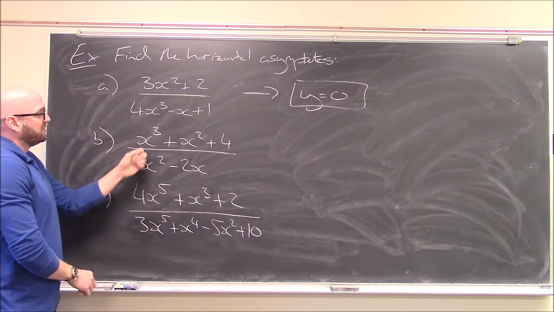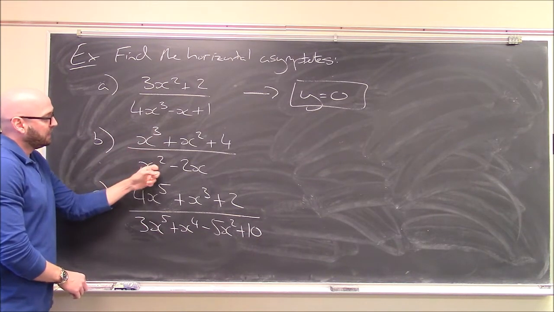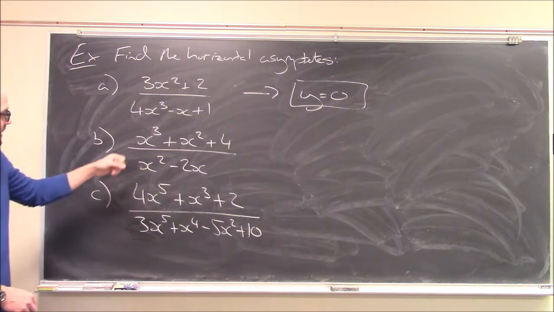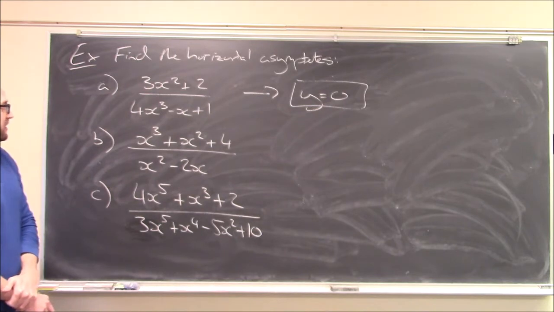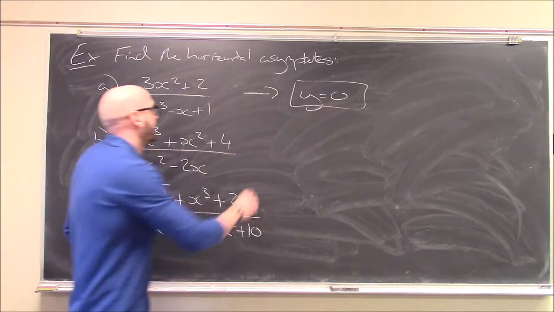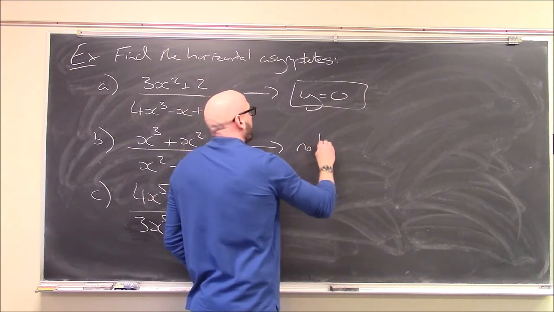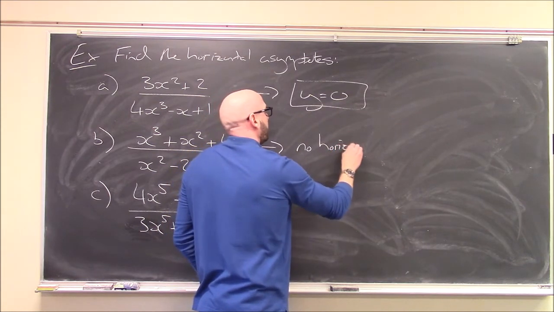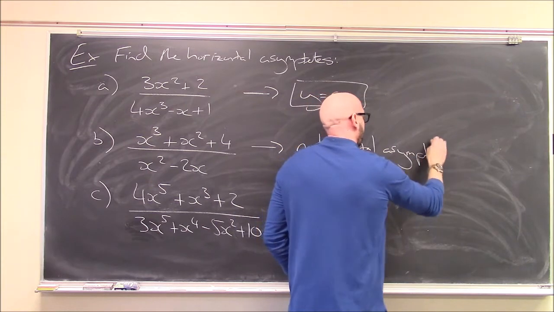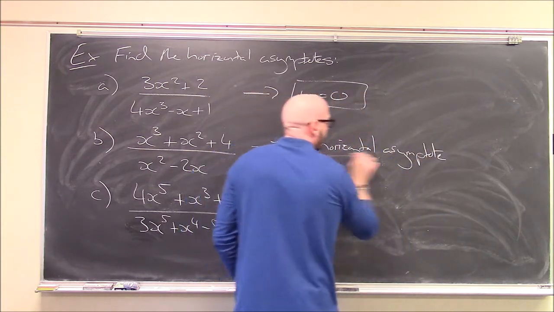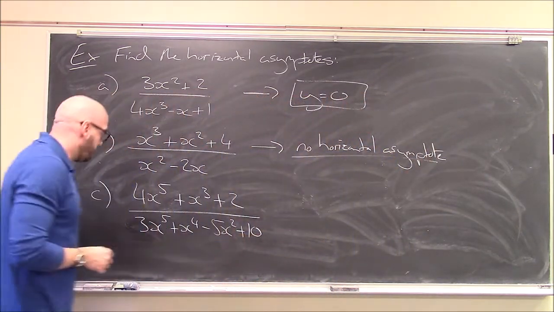Here we're in the opposite situation. The degree of the numerator is 3, the degree of the denominator is 2, so the numerator has a larger degree than the denominator. So this is the case where we don't have one. So no horizontal asymptote.